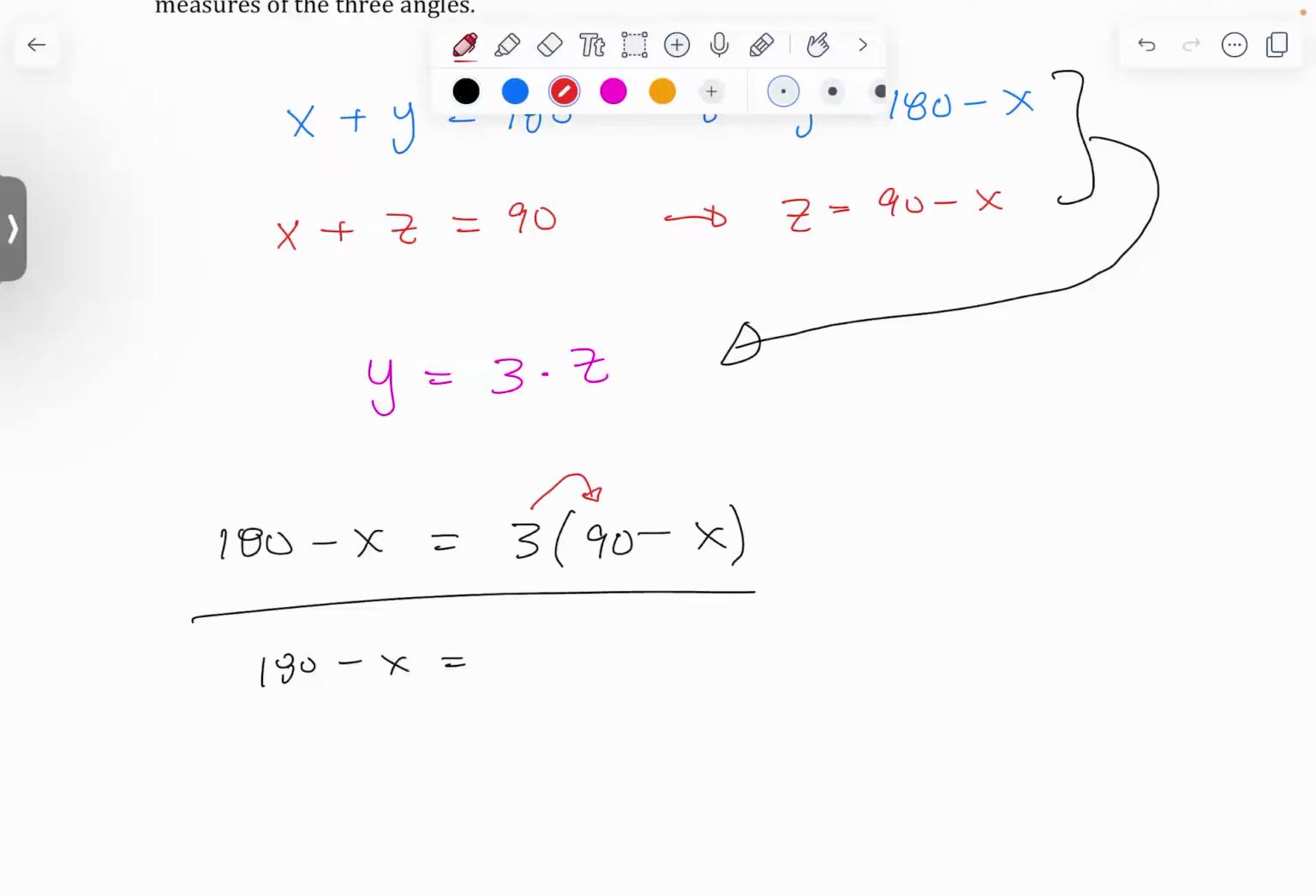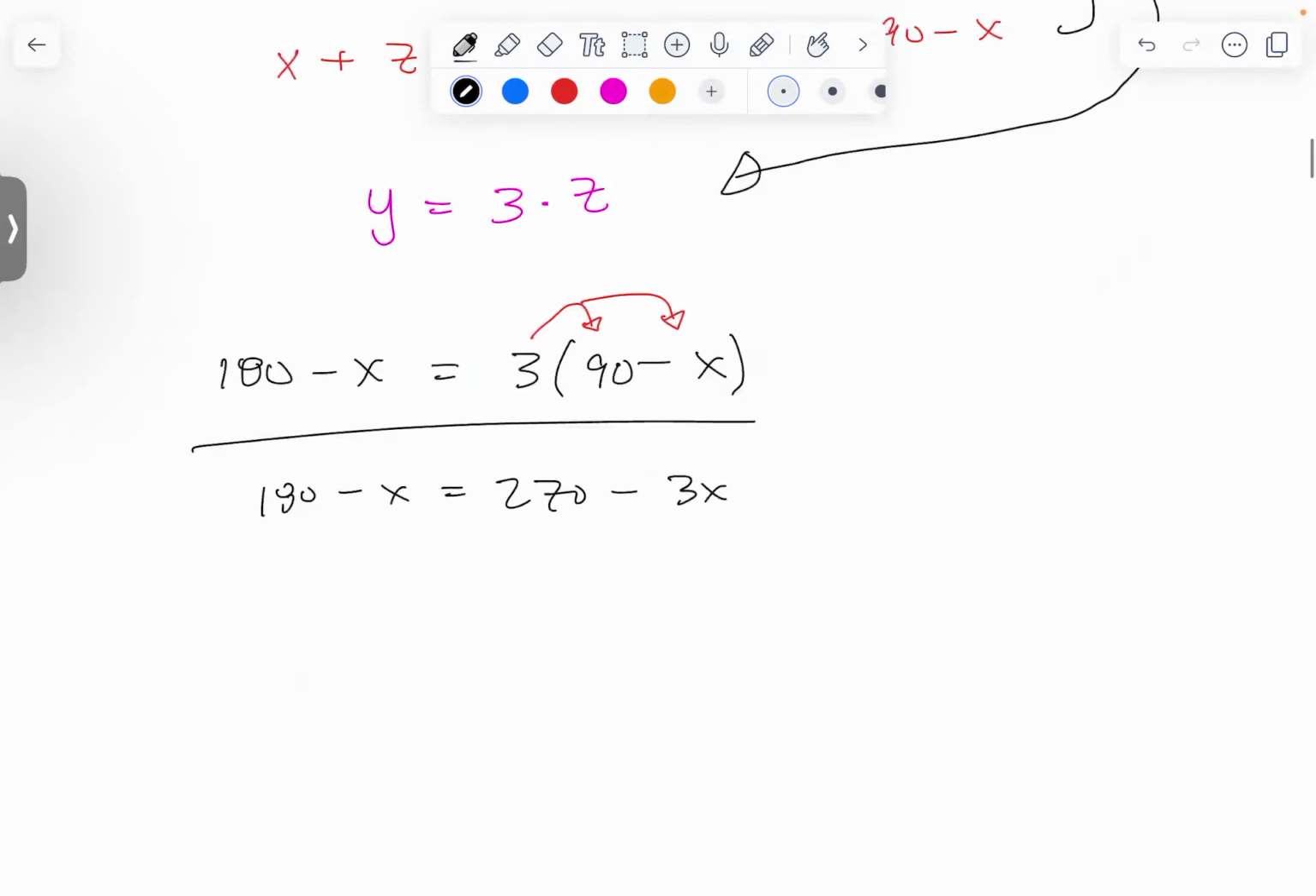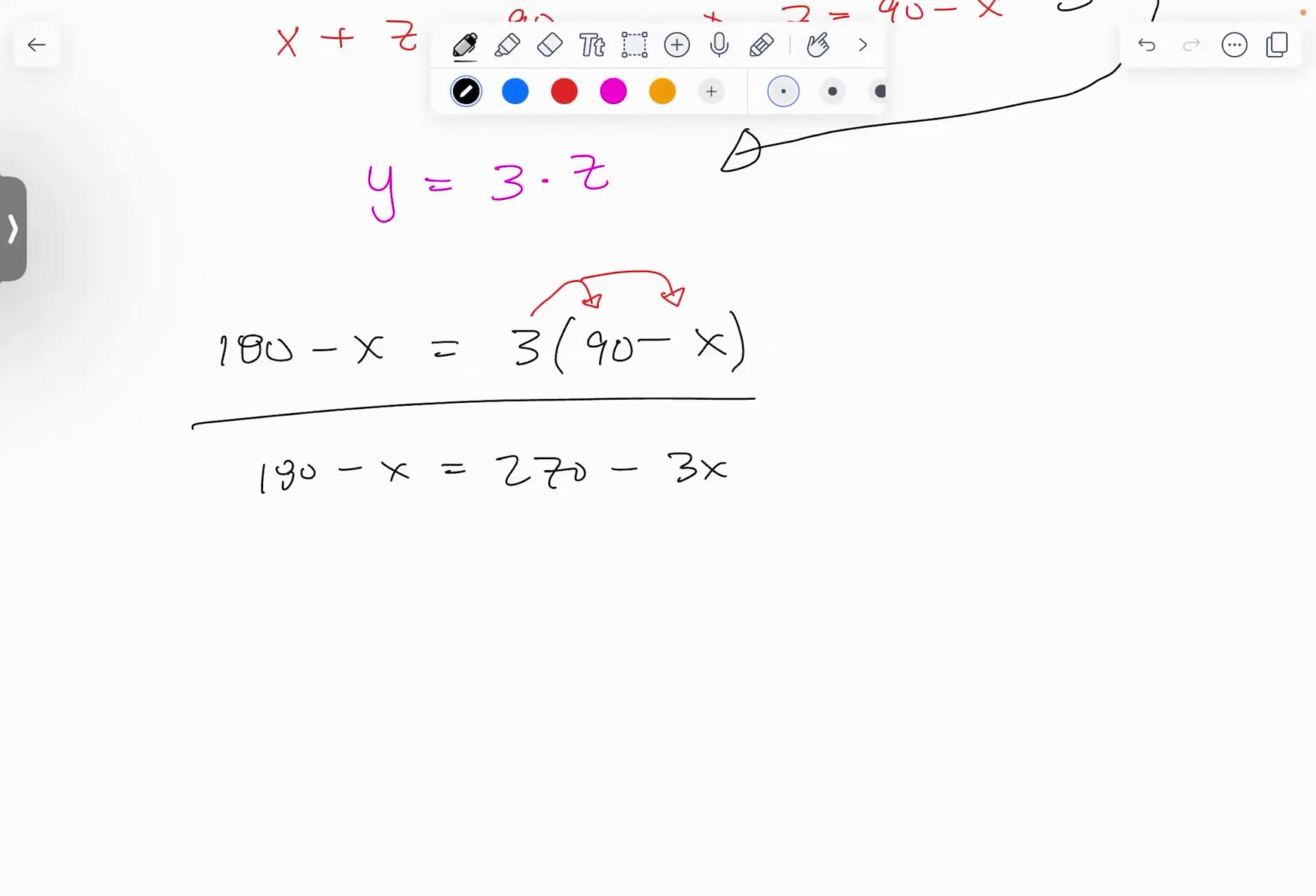Notice once again, rainbow, not going away. Get the numbers to one side and the variables to the other.